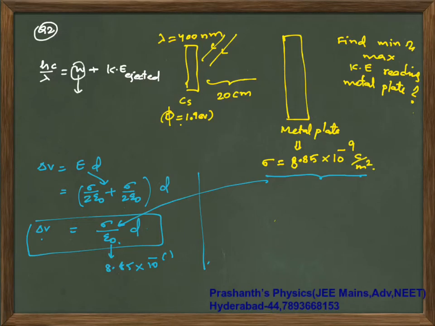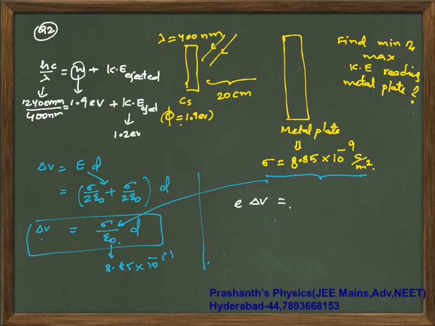Work function is 1.9 electron volt. hc value is 1240 electron volt nanometer, whole divided by 400 nanometer. You simplify and get the KE of the ejected part. Now, once you get the potential difference, E times potential difference. If you are doing everything correctly, your KE of the ejected part is going to be 1.2 electron volt. E times potential difference is equal to whatever potential difference you get here. It is close to 20 volt. Take the calculator and substitute the values.